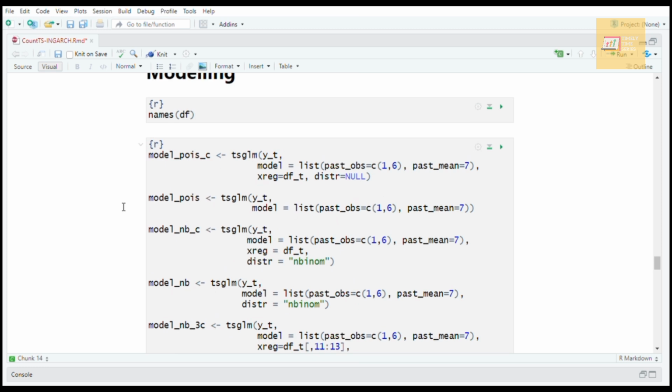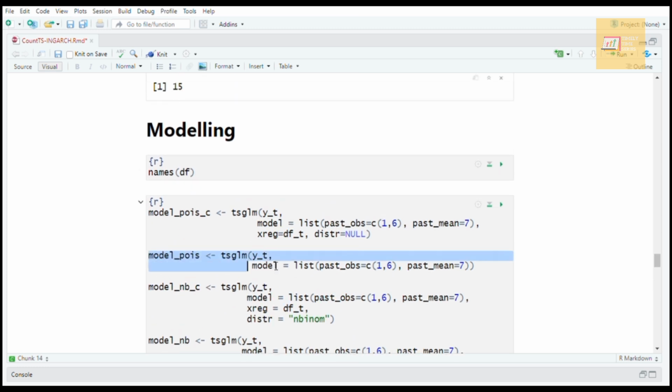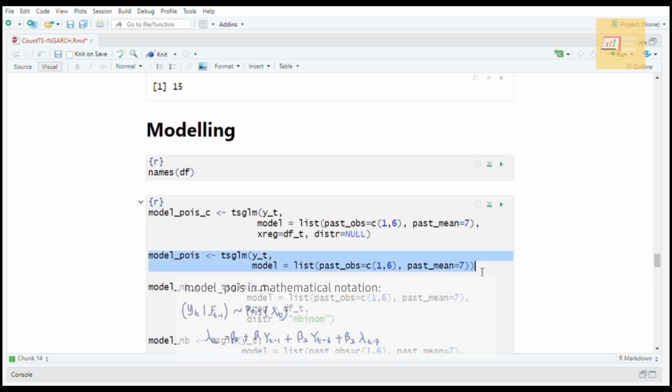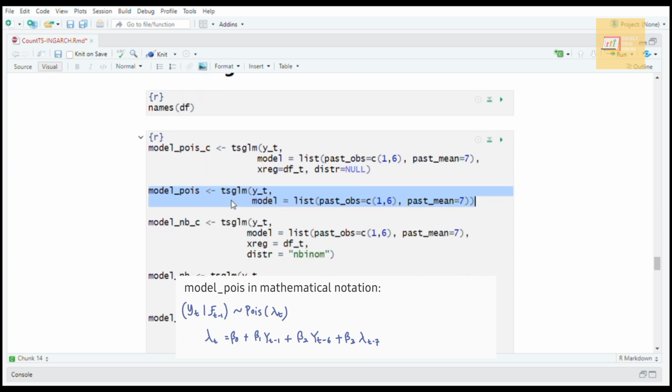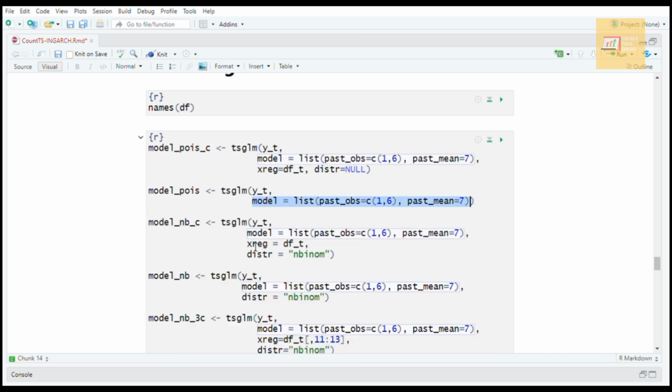Okay, now let's move on to the next model. The next model is still using Poisson distribution, but I am not using the covariates, so this would be a univariate time series modeling. The model is still the same. Actually, the model specifications are all the same. This will help us in comparing the performance of these models. Okay, let's train this one. Okay, we are done training the second model.